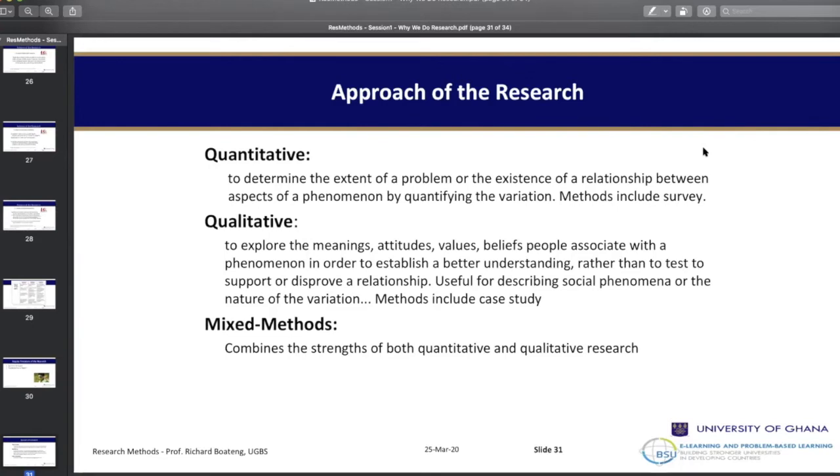But qualitative does something different. Qualitative seeks to explore the meanings, attitudes and values people associate with a phenomenon in order to have a better understanding, rather than to test, support or disprove a relationship, which is more quantitative. Quantitative likes testing and disproving a relationship, while qualitative tries to explain, giving us an understanding or describing a relationship. So let me give an example.